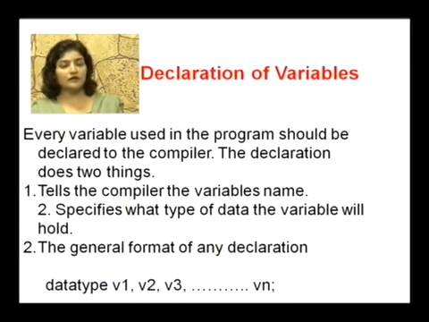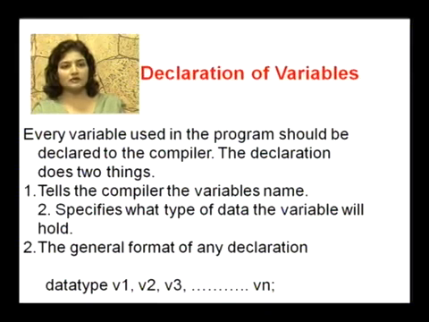Every variable that you are going to use in a program has to be declared to the compiler. So in the beginning itself, you will specify the names of all the variables that the program will be using, so that the compiler can do two things. This declaration will tell the compiler the name of the variable, and it will specify what type of data the variable will hold. So there are two things: you have to specify the name and the type.